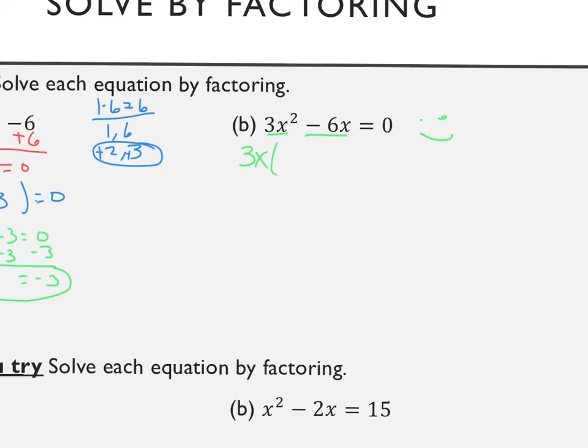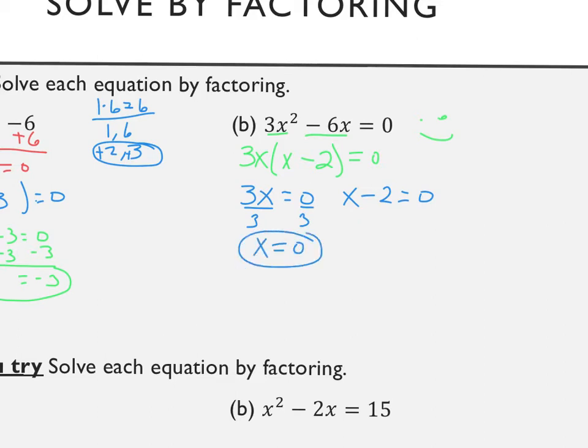And remember, it's like 3x squared divided by 3x, which is x. Negative 6x divided by 3x is negative 2. Okay, so there's our factored form. Now we just set each of those factored pieces equal to 0 and solve for x. Now when we divide by 3, we know 0 divided by 3 is just 0. And when we add 2, we have x equals 2. And then again, remember our mental check. We have a degree of 2. We have 2 solutions, so we're good.